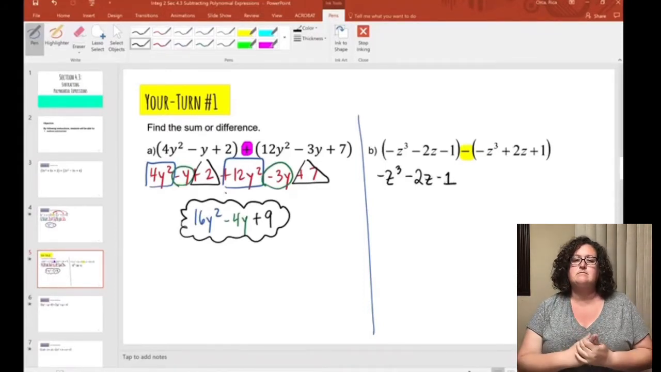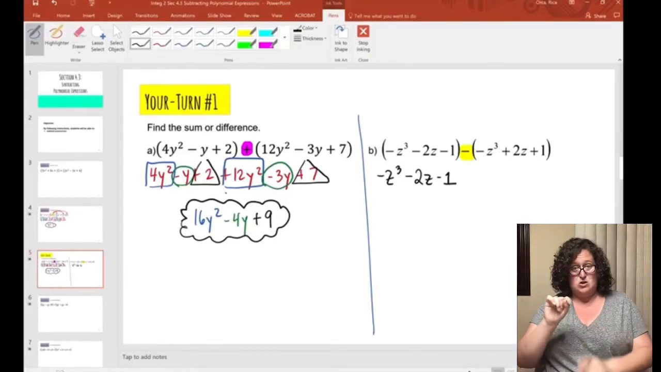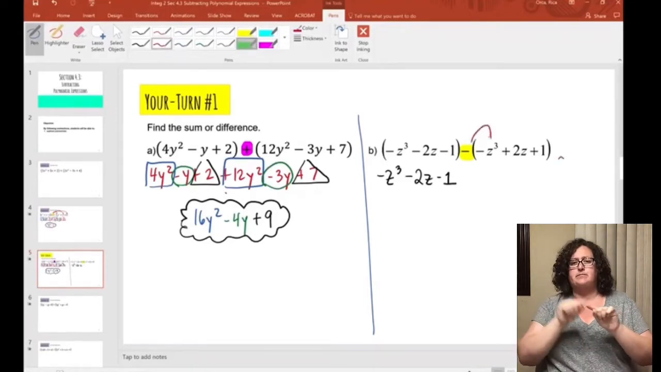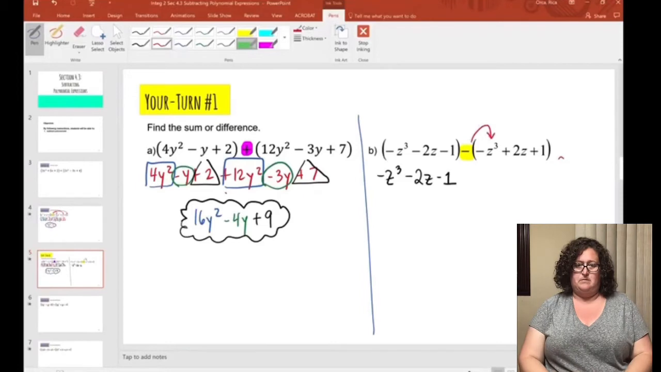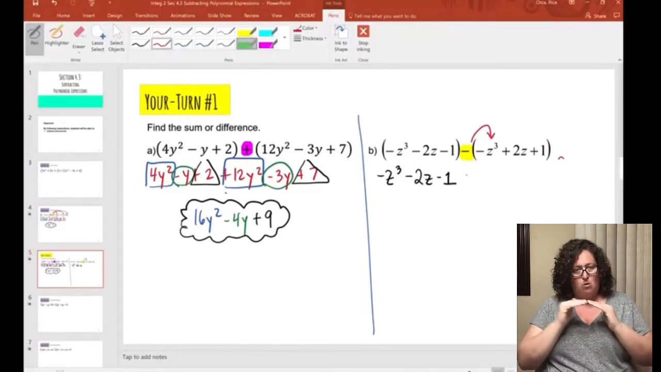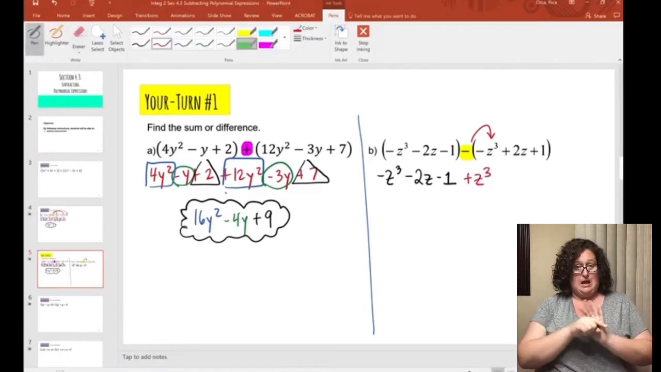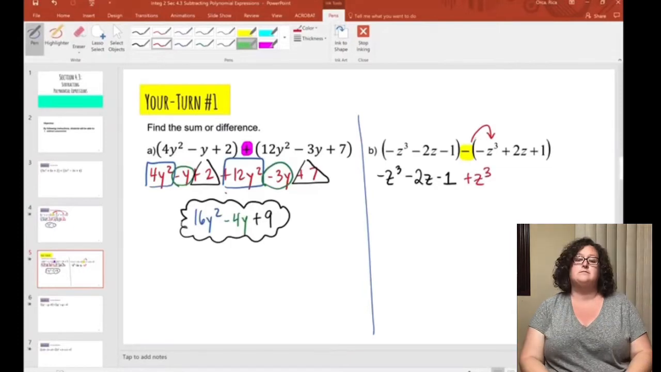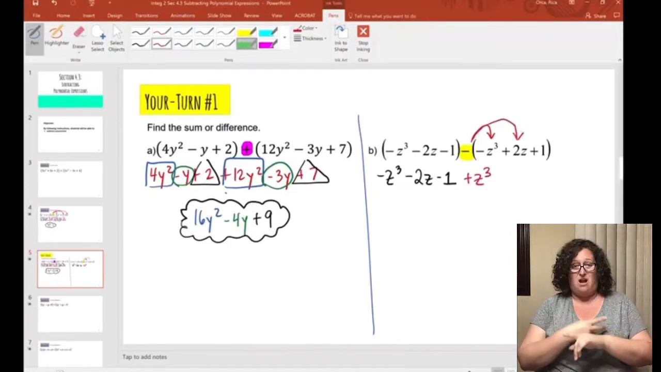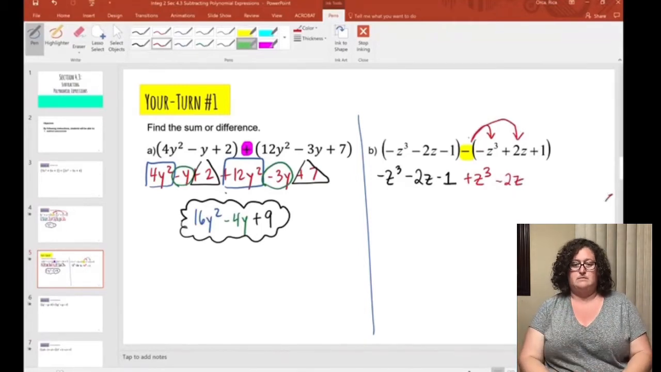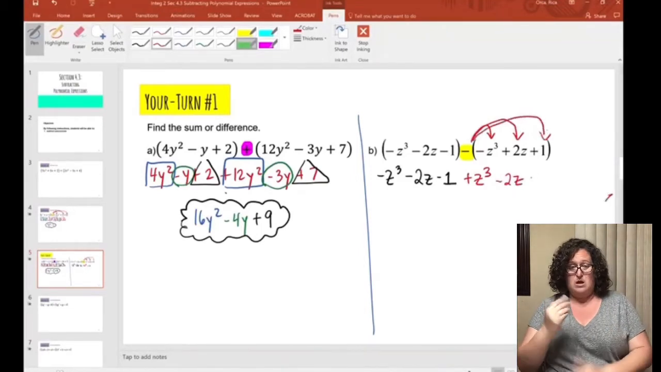Now look at the second trinomial. Once again, we have that subtraction. Think of it as a negative. Go ahead and distribute that negative in. Negative times negative z to the third is positive z to the third. A negative times a negative is a positive. And the negative times positive 2z is negative 2z. And the negative times 1 is negative 1.